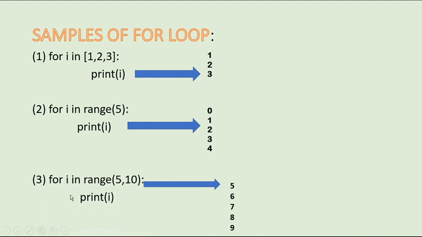Now the third example is where the range is given. The starting value is 5 and the ending value is 10. That means this particular for loop will run from 5 to 10 minus 1. So for this particular for loop, the output will be 5, 6, 7, 8, 9.